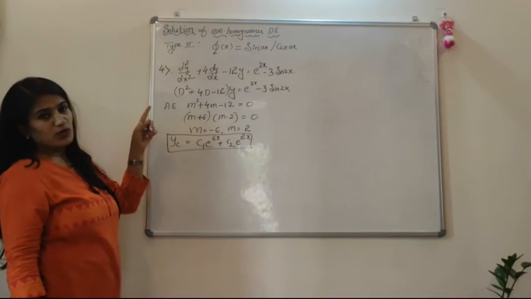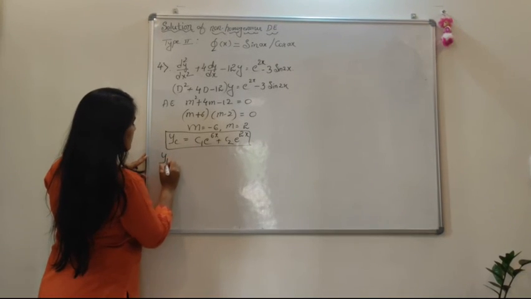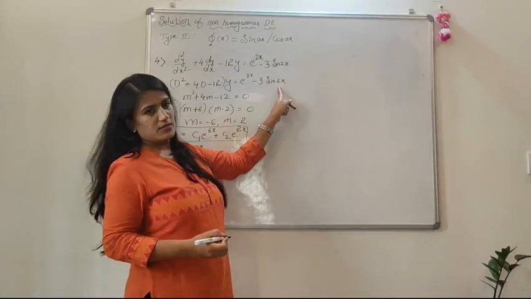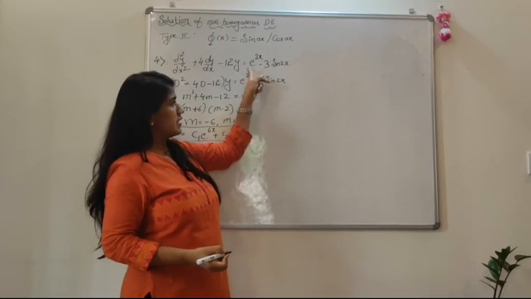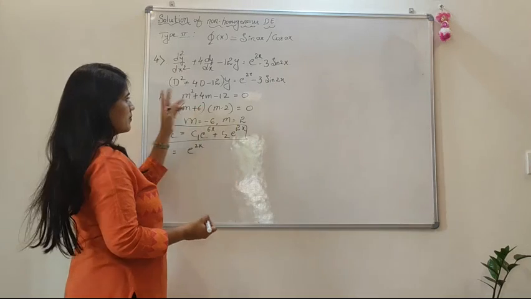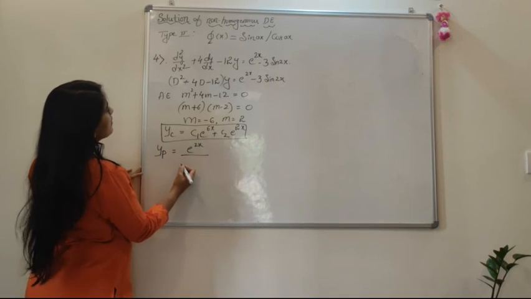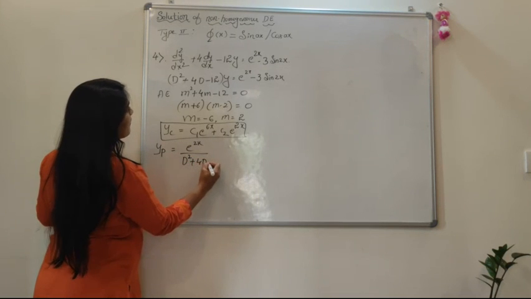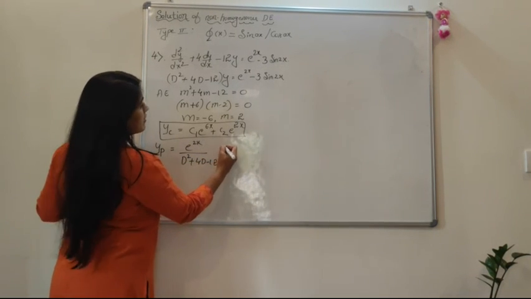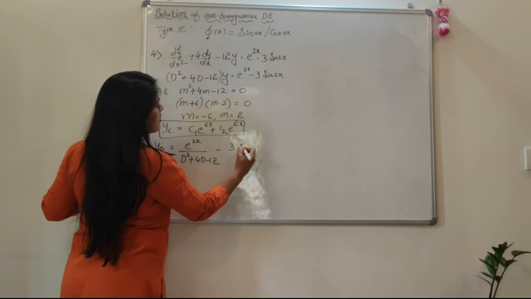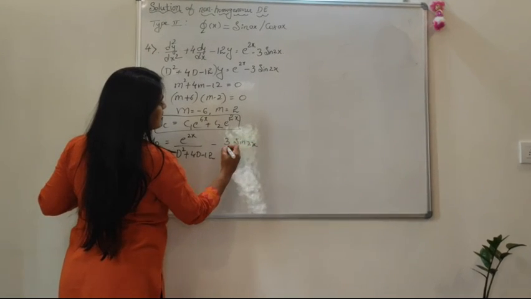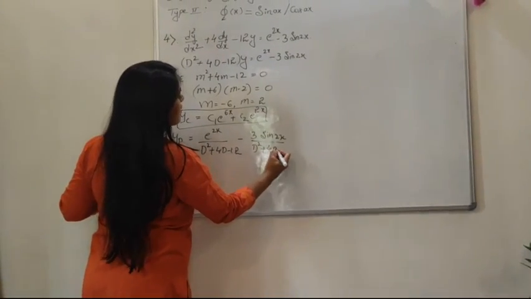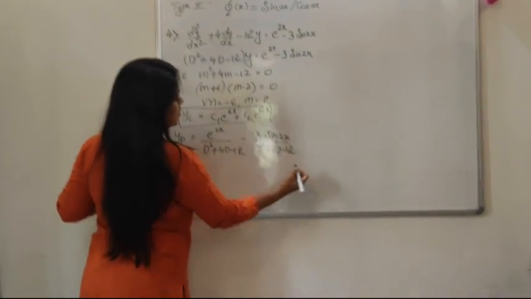Yes. Next move on to yp. So yp is equal to e power 2x... there are two different terms. Why different? This is type 1, this is type 2. So I will separate the denominator here itself: e power 2x by d square plus 4d minus 12, and similarly minus 3 into sin 2x divided by d square plus 4d minus 12.